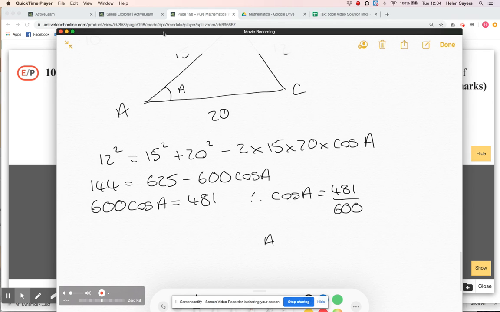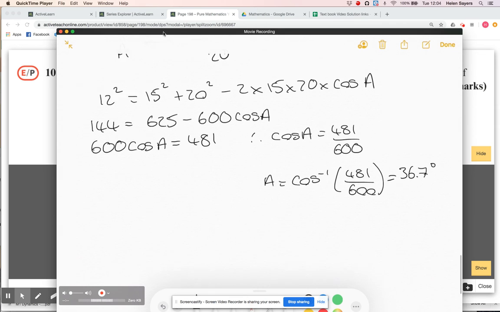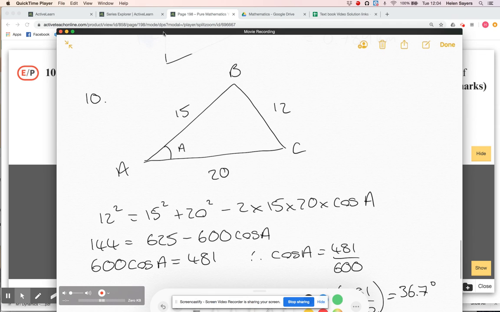So A is arc cos of that. So 481 divided by 600, inverse cos of answer. Oh, it's cleared it. Right, let's try again. 481 divided by 600, inverse cos of that. Right, 36.7 degrees. But actually, I'll just keep the full answer in my calculator, so obviously I rounded that. So that angle is 36.7 degrees.